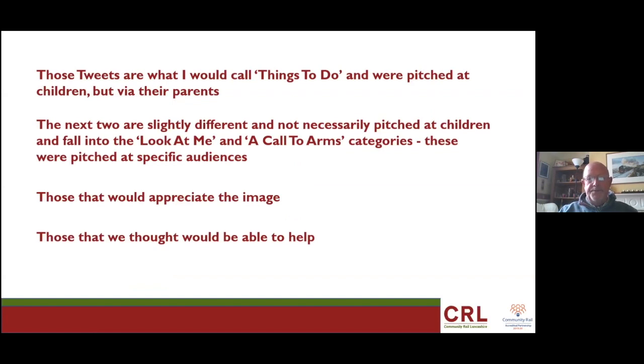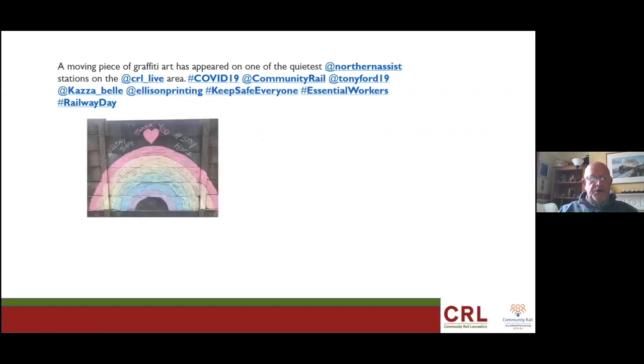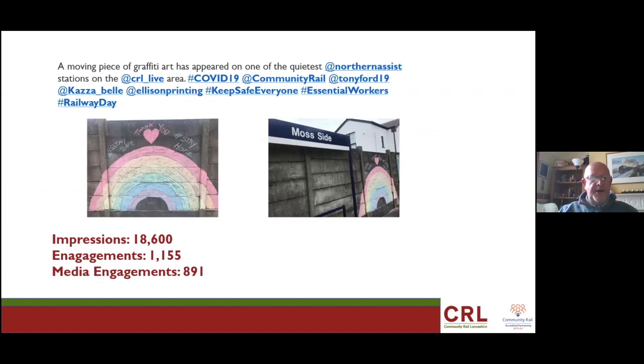The first would be those that would appreciate the image, and the second one is those that we thought would be able to help. So the first one is a piece of graffiti that appeared, and it was all to do with COVID, but it appeared on one of the quietest stations in the northern area, Moss Side Station. So of course we stuck two photographs into this one, of the actual artwork and one to show that it was at Moss Side. And this one had 18,600 impressions, 1,155 engagements, and a staggering 891 people clicked on the images. So this was a very good result.